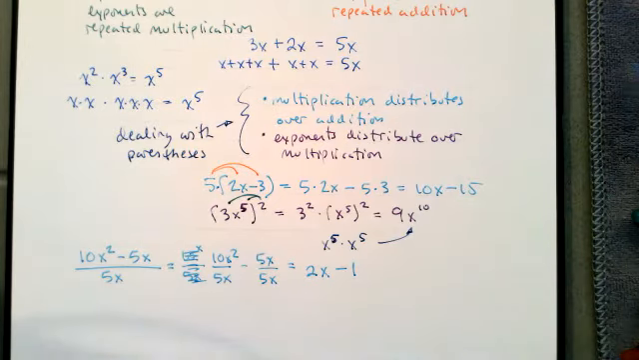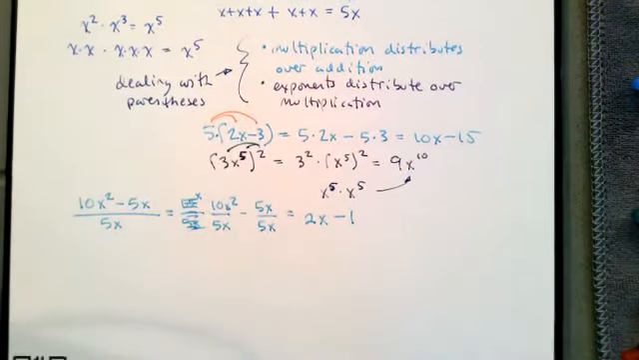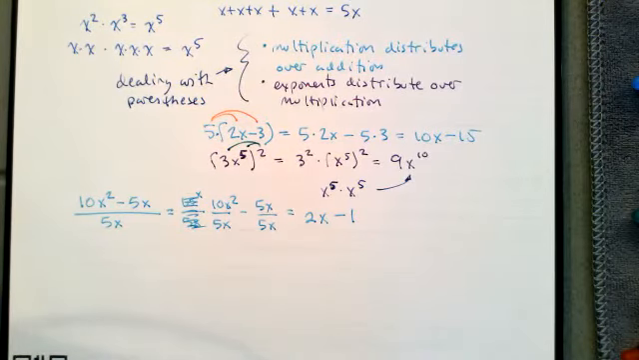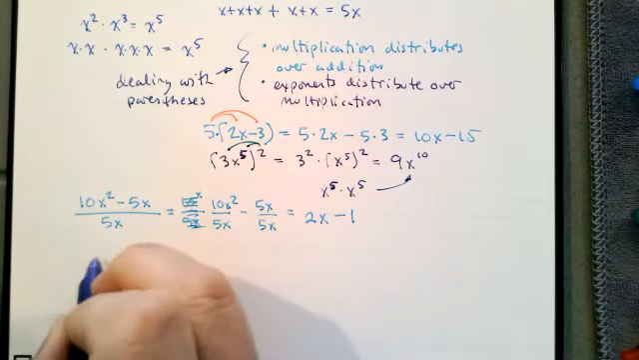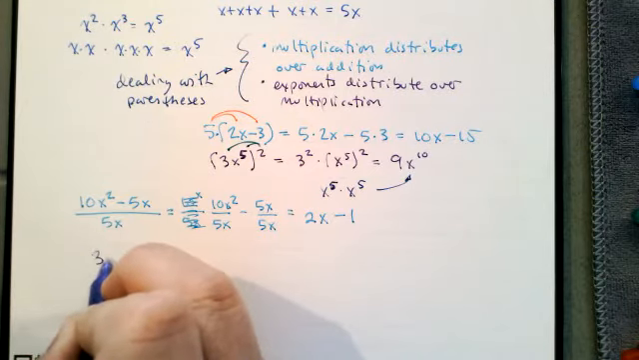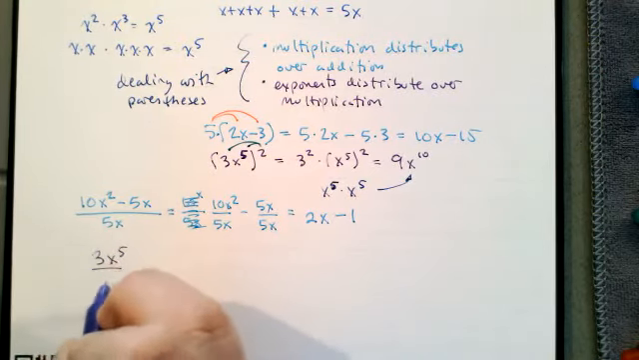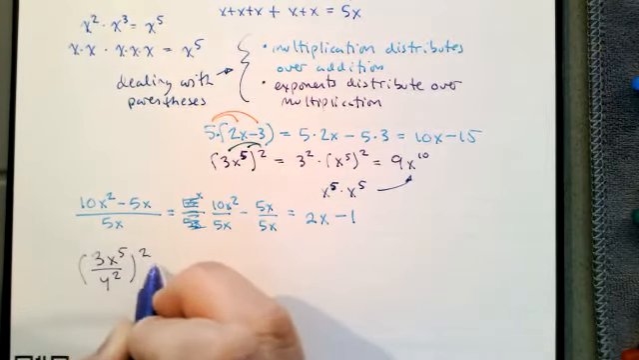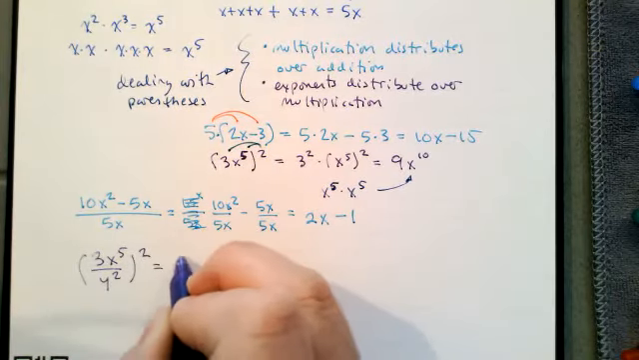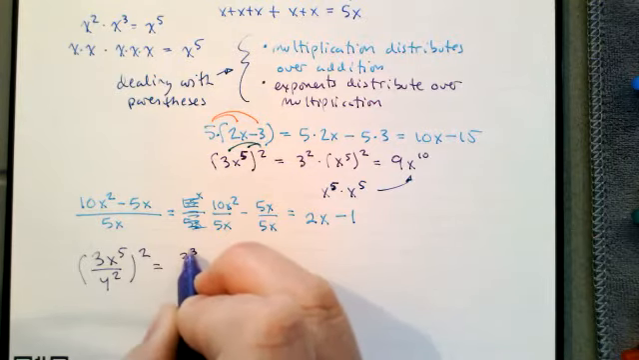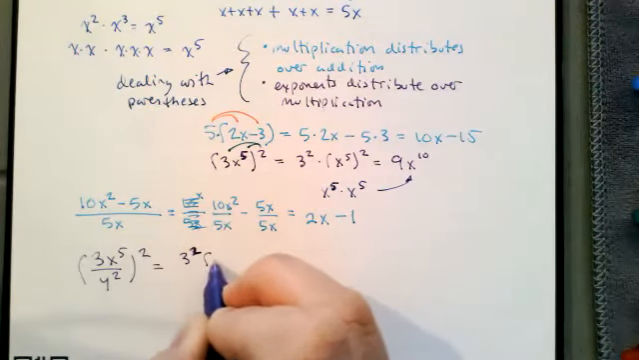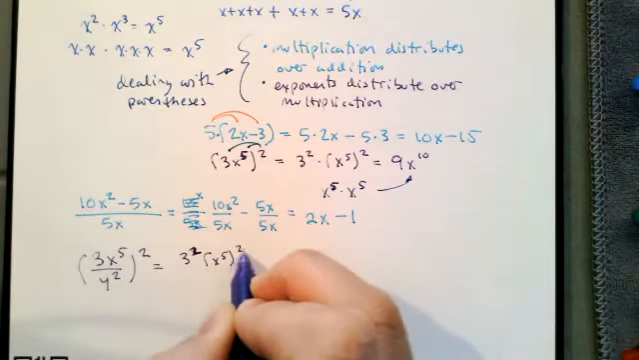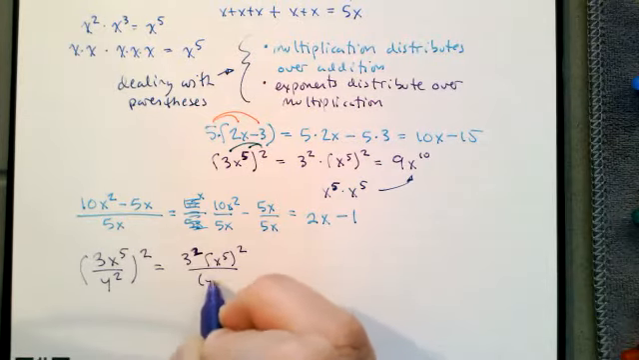And since exponents also distribute over multiplication, we can also distribute exponents over division. So if I have 3x to the 5th divided by y squared, and I wanted to square this whole fraction, I could square the 3, square the x to the 5th, and square the y squared.